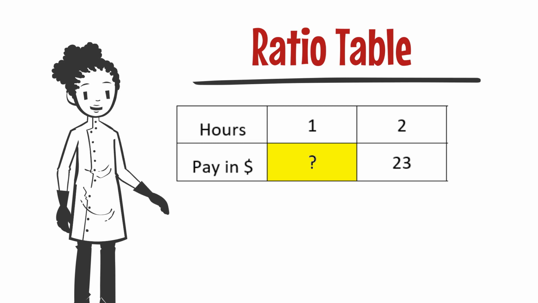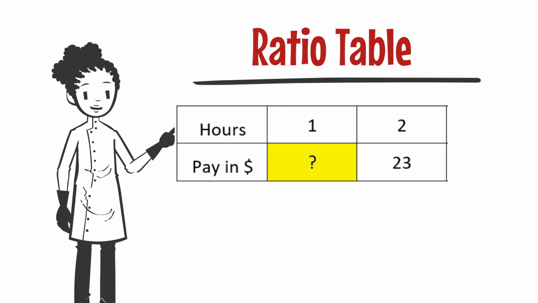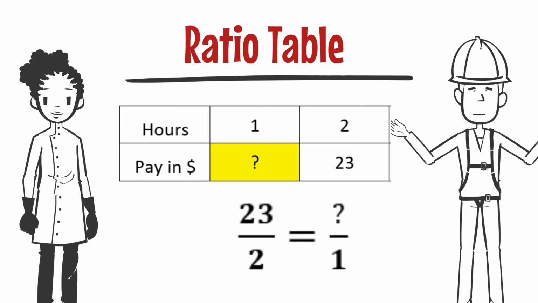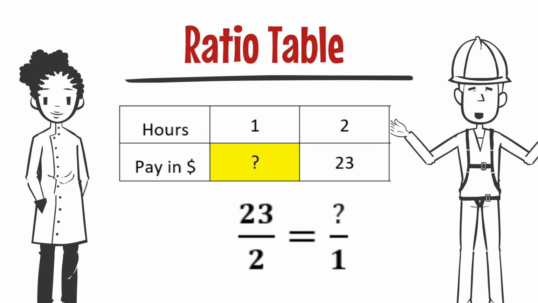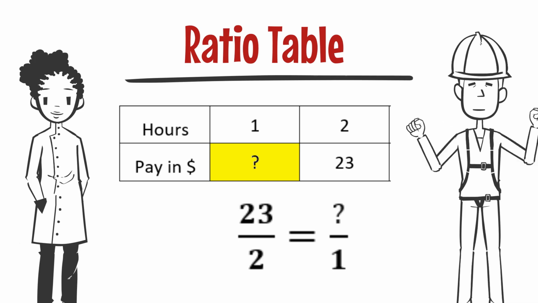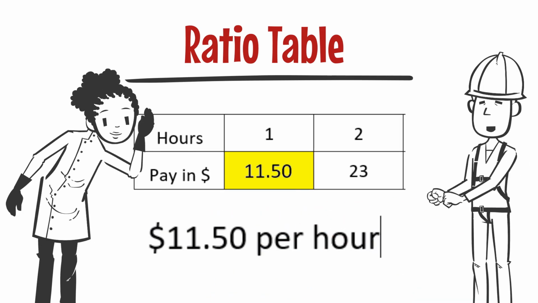For this question, I'm going to ask Alan's boss if he can explain how he calculates his employee's salary per hour. Well, if Alan gets paid $23 for 2 hours, I would just divide $23 by 2 hours. So, this means that Alan will make $11.50 for each hour that he works.